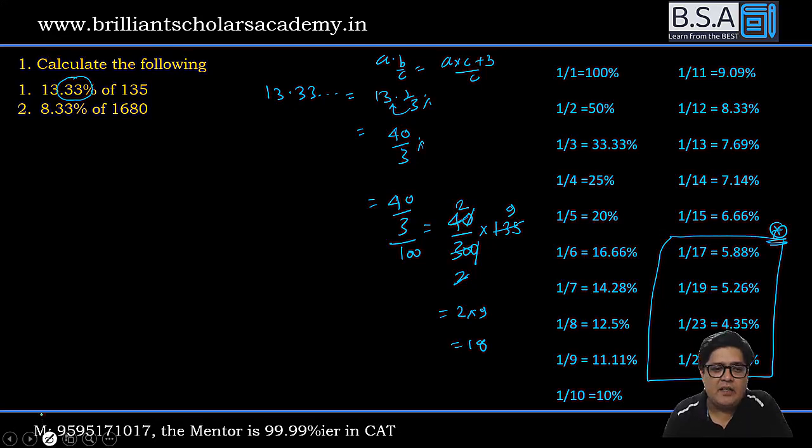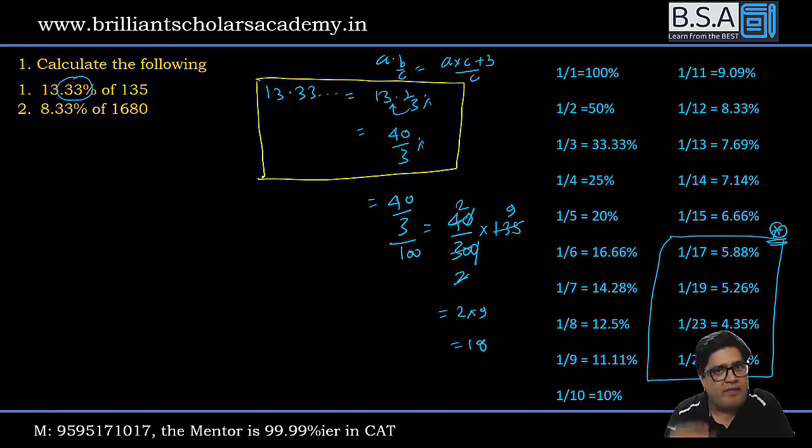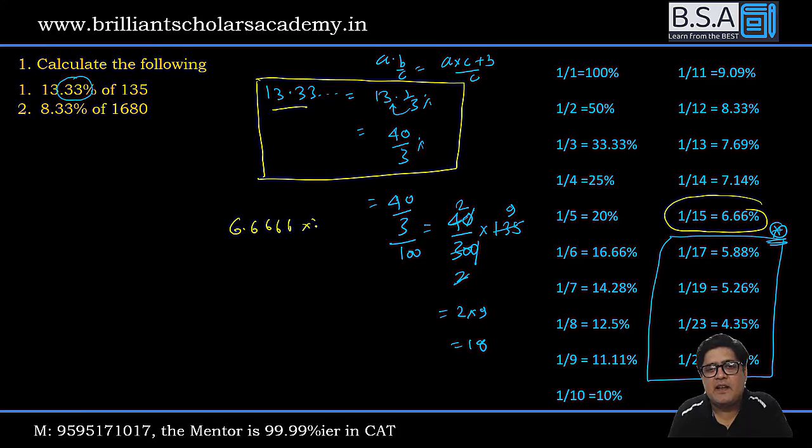Let me highlight the conversion part in yellow. Look at this conversion part. Or with some practice, you'll be able to see 13.33333 is just double of this. What is that value? That value is 6.66666. Double of that will be 13.333333. So basically, this value is 1/15. This value will be 2/15.